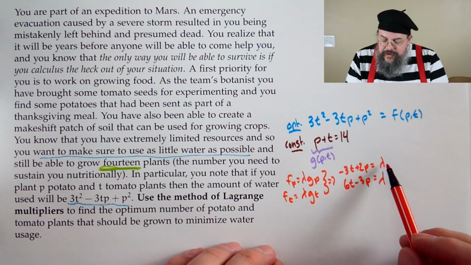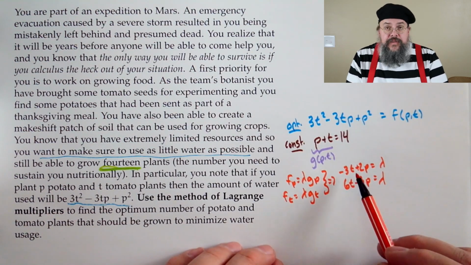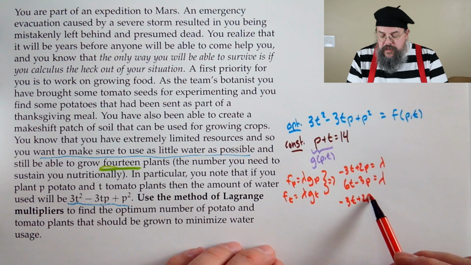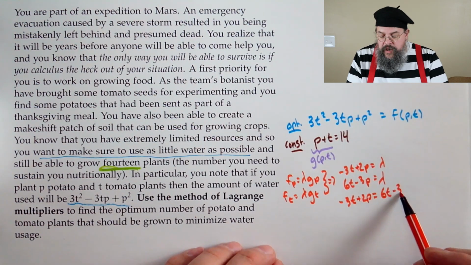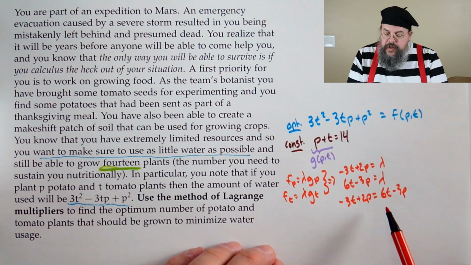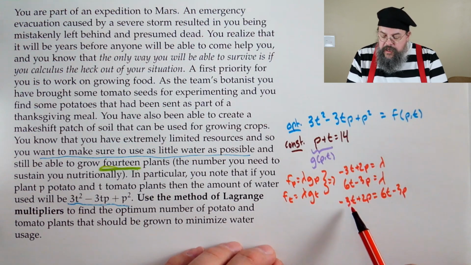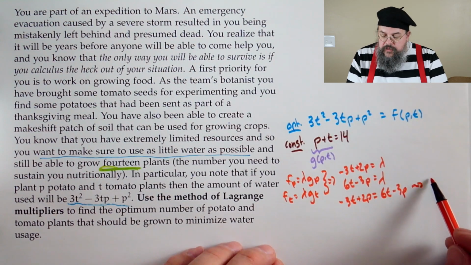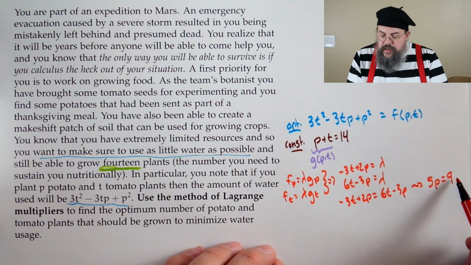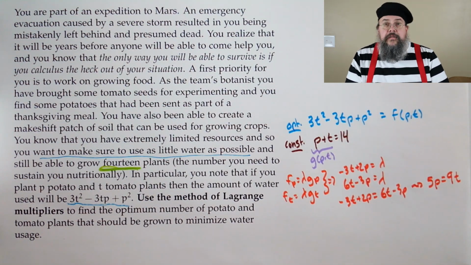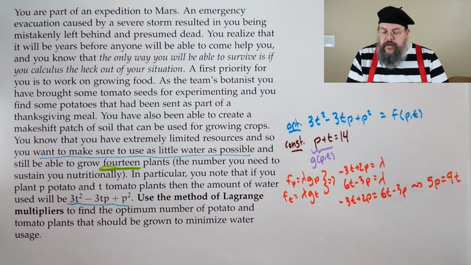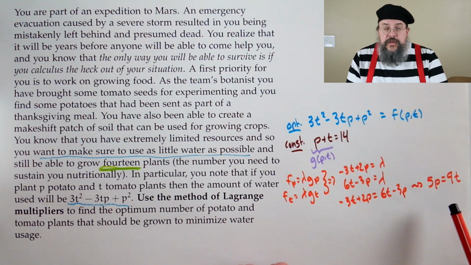Well, the point says, look, they both equal lambda, so they also have to equal each other. So in other words, minus 3t plus 2p has to equal 6t minus 3p. All right, well, we can add 3p, we can add 3t, and that tells us what? Well, 5 times the number of potato plants has to equal 9 times the number of tomato plants. All right, well, great. Now that's a relationship.